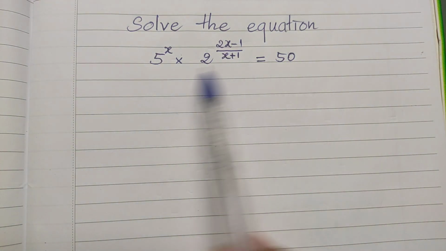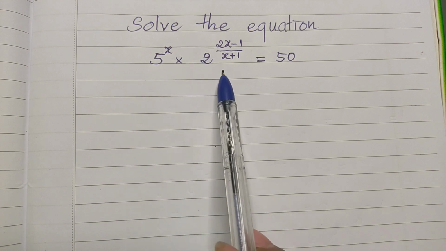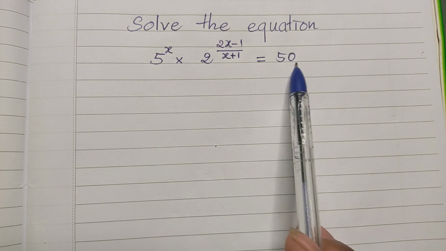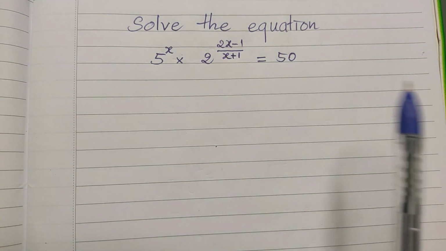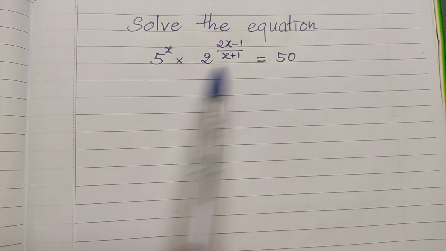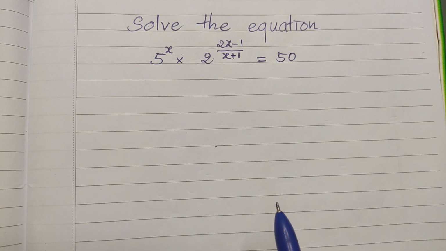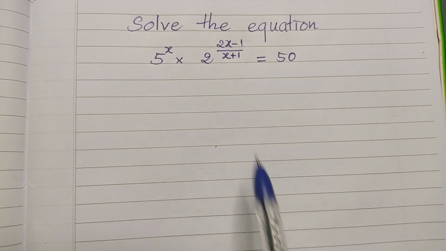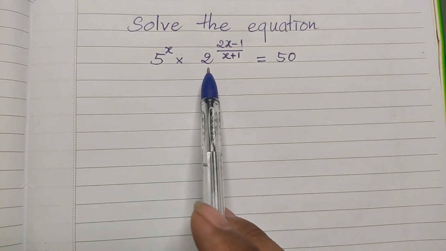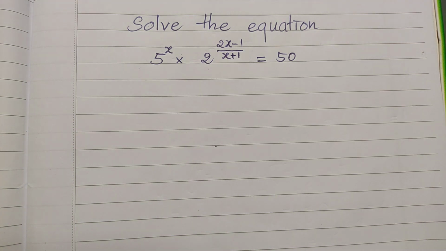So this equation: 5^8 multiplied by 2^((2h-1)/(h+1)) equals 50. Hello guys, do you know how to solve this equation? And how many solutions does this equation have? One or two solutions? You see this equation has different bases, the 5 and the 2. Today I want to show you how to solve this equation.